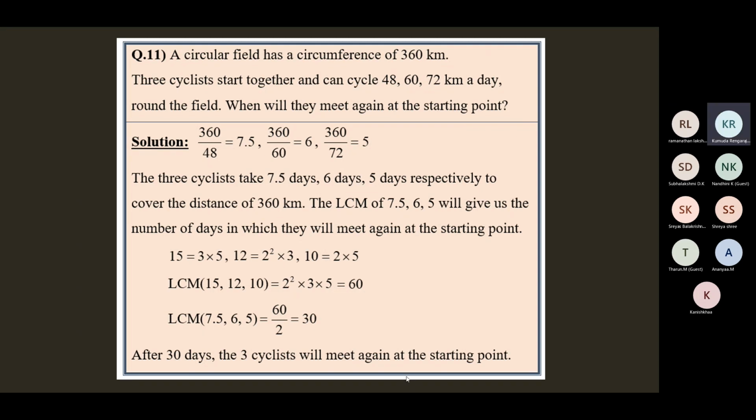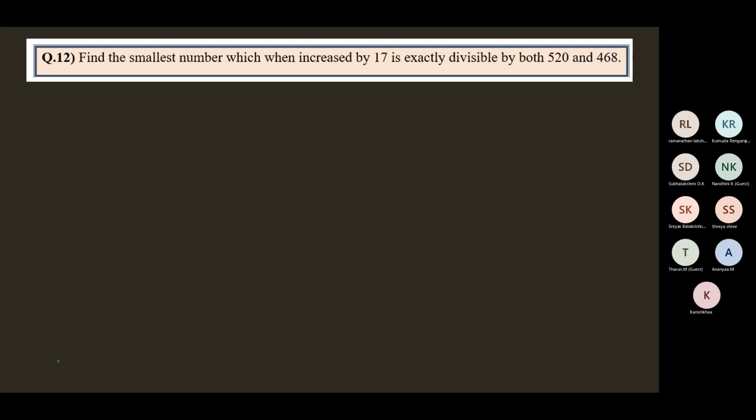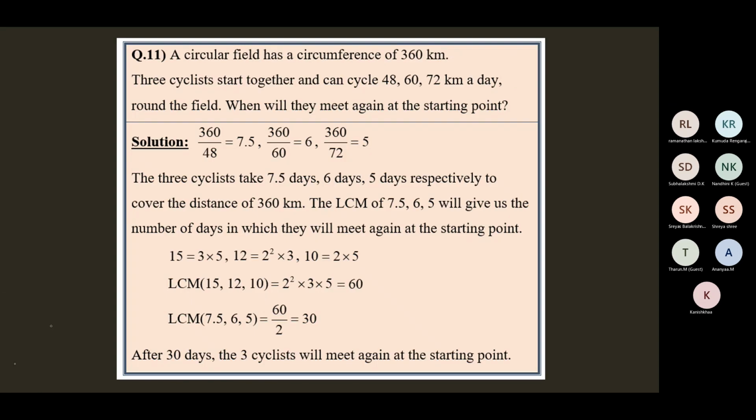Sometimes when we have to find the LCM of numbers like this, see here, we have to find the LCM of 7.5, 6 and 5. Because of the 7.5, you can multiply every number by 2. So I got 15, 12 and 10, and find the LCM of these numbers. Since you multiplied by 2, divide the LCM by 2. That will be the LCM of these numbers.